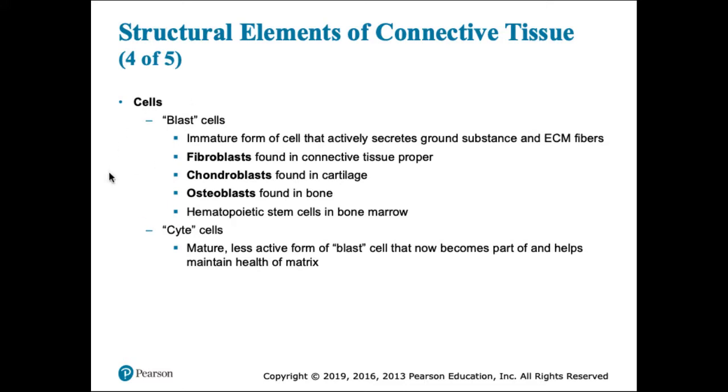Some of the cells of the connective tissues, you might see some words associated with certain cells. Blast, for example, at the end of cells. That's the immature form of a cell that actively secretes ground substance. You can think fibroblasts, which are found in connective tissue proper, chondroblasts, which are found in cartilage, osteoblasts, found in bone, and then hematopoietic stem cells in bone marrow.